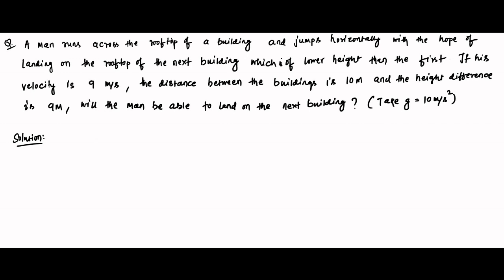So here is another question on projectile motion. Here it is given that a man runs across the rooftop of a building and jumps horizontally with the hope of landing on the rooftop of the next adjacent building, at a certain distance away, which is of a lower height than the first. If his velocity is 9 meter per second, the distance between the two buildings is 10 meter and the height difference between the two buildings is 9 meter, will the man be able to make the jump and land on the next building safely?